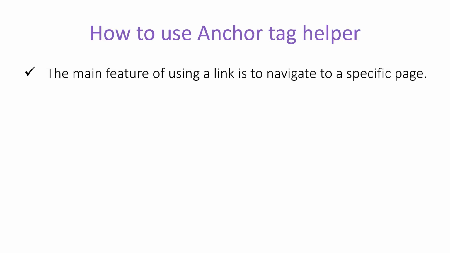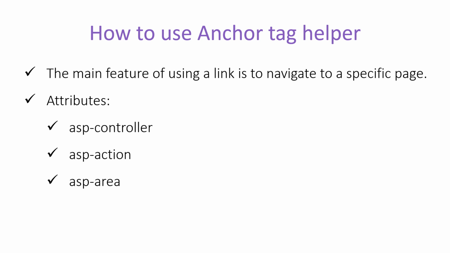How to use the anchor tag helper? Inside an application, the main feature of using a link is to navigate to a specific page. And the overall flow of an ASP.NET Core application works with controller, action, and area. If you are not familiar with area at this point, do not worry. We will cover area in a later video in detail, but for now just focus that if we are using area, then we have to use these attributes. For controller, I have to write asp-controller. For action, I have to write asp-action, and for area, I have to write asp-area.